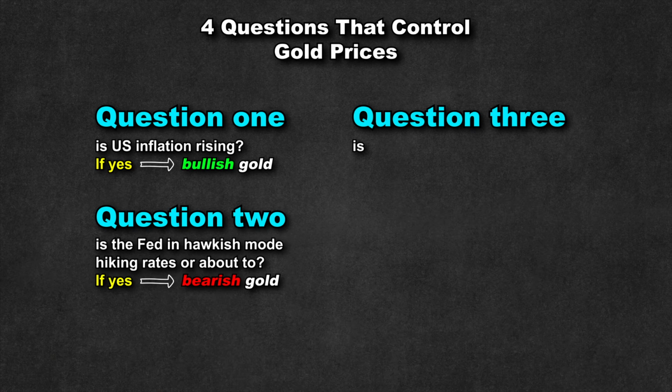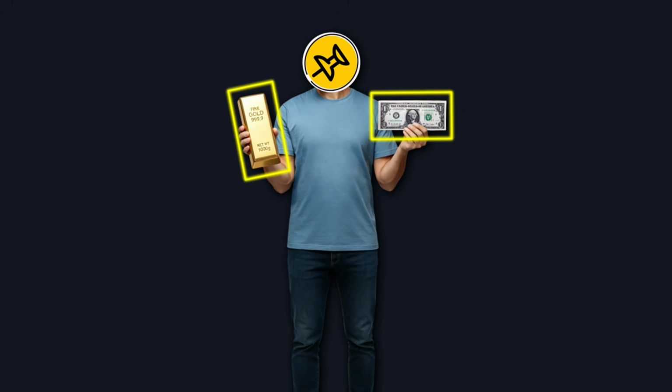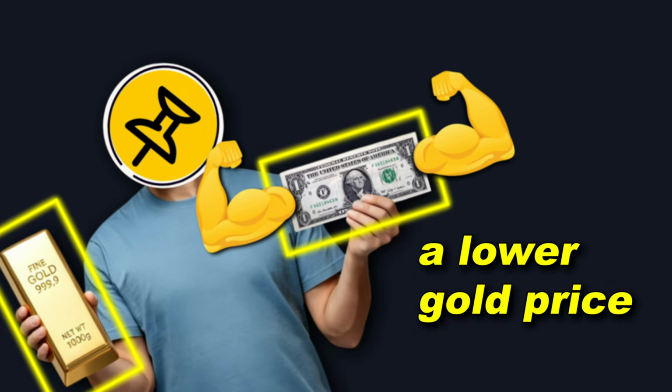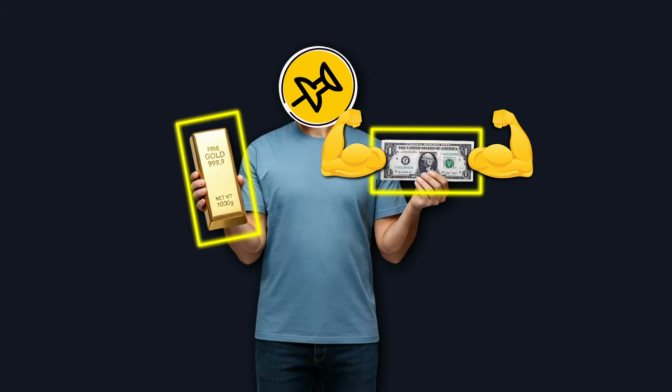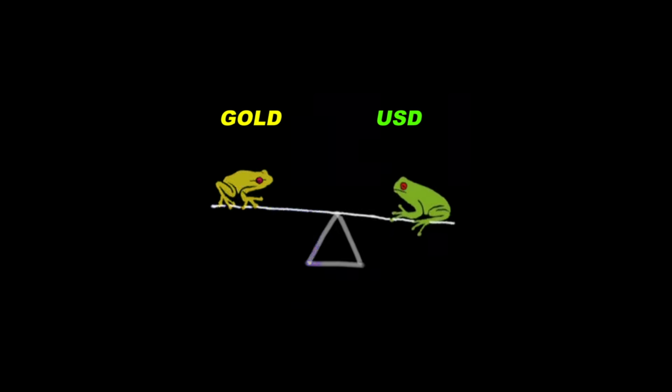Question 3. Is the USD outlook bullish? If yes, bearish gold. Gold is priced in dollars. A stronger dollar mechanically means a lower gold price. Same ounce, just measured in a more expensive currency. The two move opposite, almost by definition.